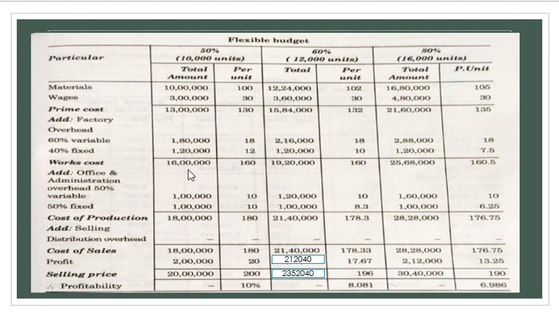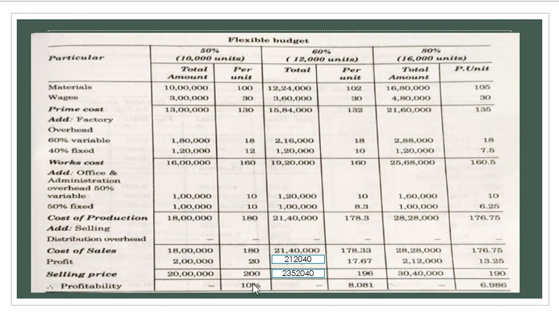So we will do the cross multiplication. For 200, if it is 100%, then for 20 rupees, how much is it? So for 200, if it is 100, then for 20, how much is it? So 20 into 100 divided by 200 will give us 10%. Then the same thing will be applicable here.